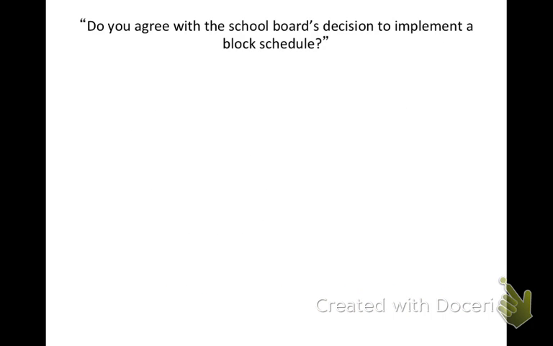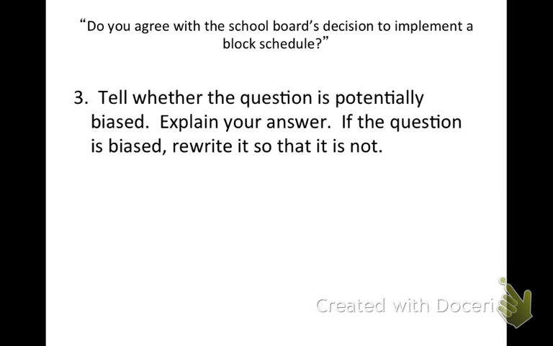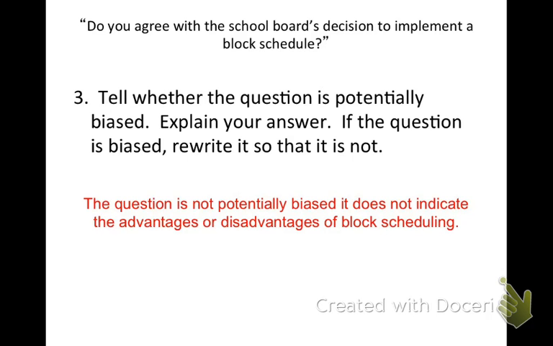So the question again, do you agree with the school board's decision to implement a block schedule? Is the question potentially biased? Explain your answer. If the question is biased, rewrite it so that it is not. Actually, it's not potentially biased. It does not indicate the advantages or the disadvantages of block scheduling.